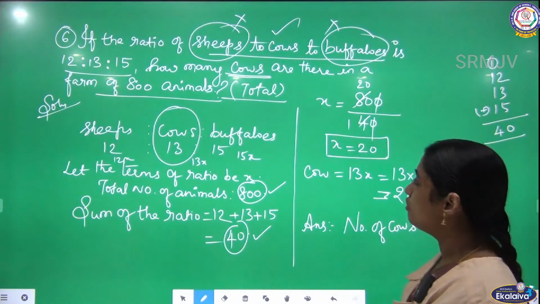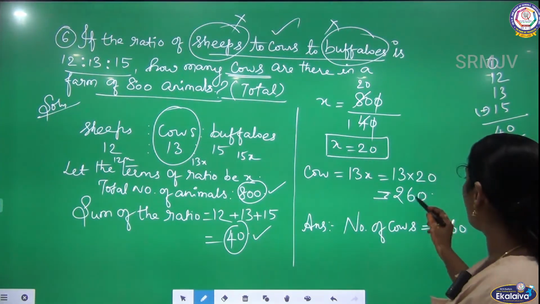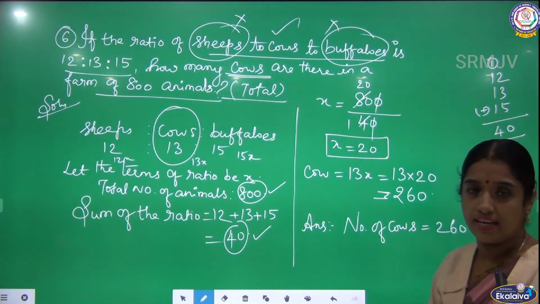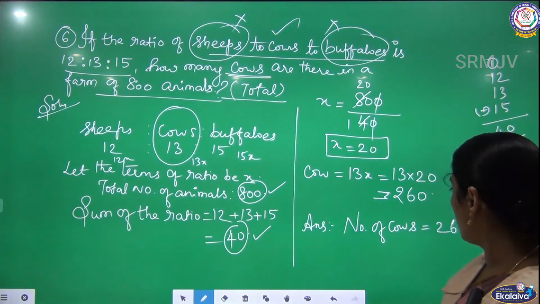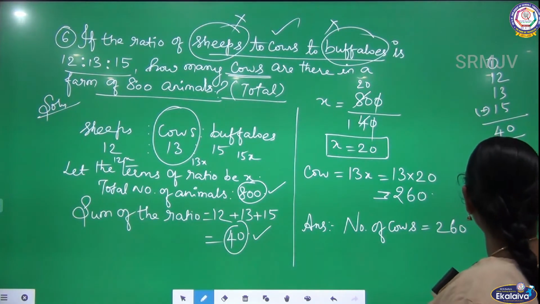Now they are asking only for the cows. So what am I going to do? 13 into 20, which is 260. So the number of cows is equal to 260. Can you clear this, children? Shall I move on to the next one?